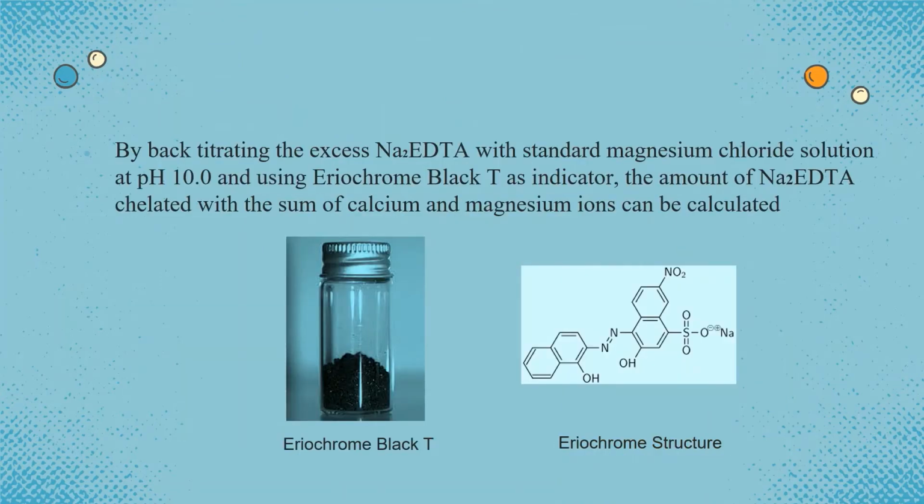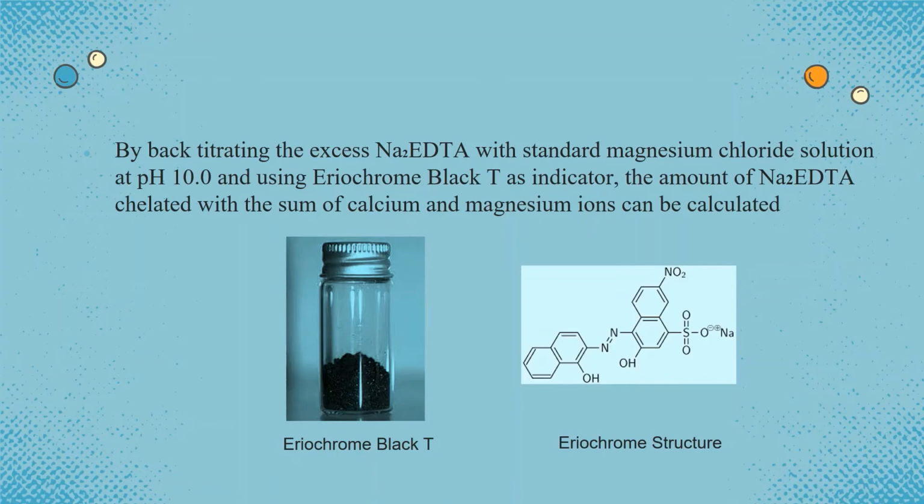So the next step is back titration of excess Na2-EDTA with standard magnesium chloride solution. First of all, we need to know what is back titration. Back titration is a process in which we determine the concentration of analyte by titrating it with an excess reagent, which in this case is Na2-EDTA. The pH maintained is 10 and we use Eriochrome Black T indicator.